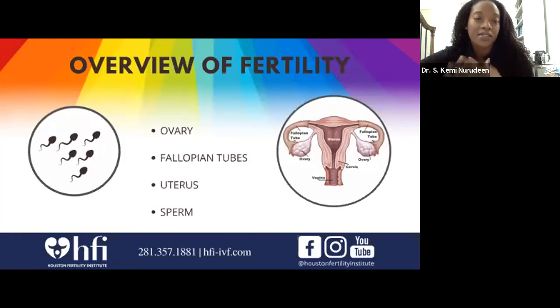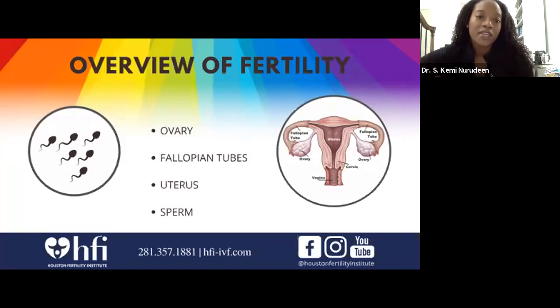The other parts of the female evaluation involve your fallopian tubes. The fallopian tubes are basically the conduit for the eggs and sperm to meet, and for that fertilized egg that becomes an embryo to be able to travel and implant into the uterus. The uterus evaluation is also included. So not only do we want to make sure the tubes are open for potential treatment options, we want to make sure the uterus is clear for an embryo to implant.